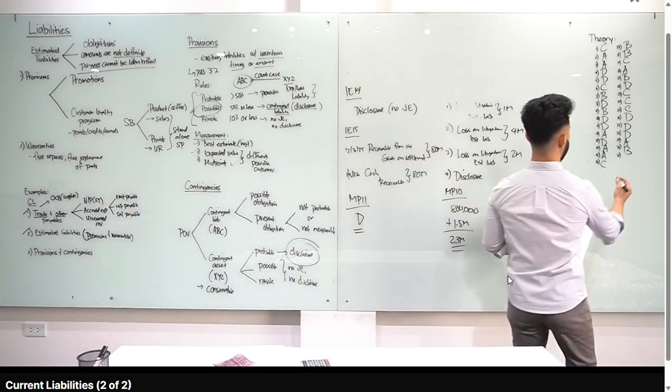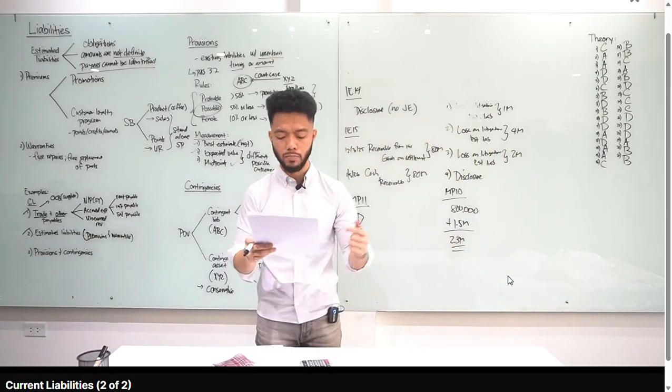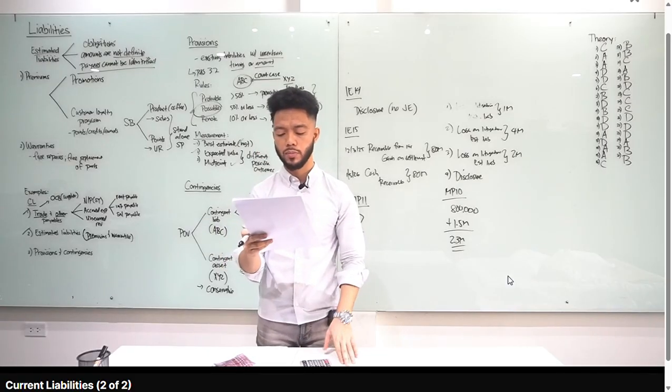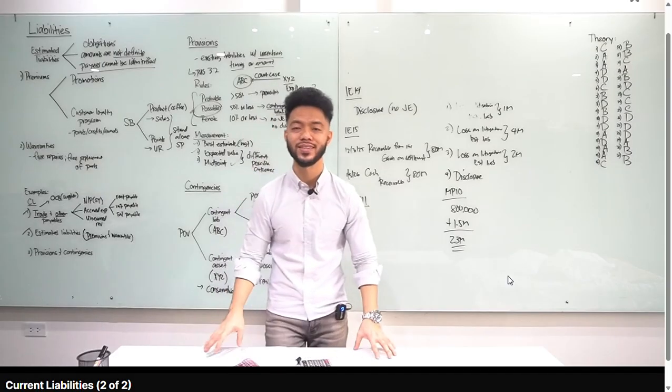Letter B for number 31. Optional lang, kung gusto mong i-disclose hanggang 1.5 million, okay lang din. Okay? So best answer, a loss of 1 million and disclose an additional contingency up to 1.5 million. Among the choices, that is the best answer. Okay, that's it for current liabilities.